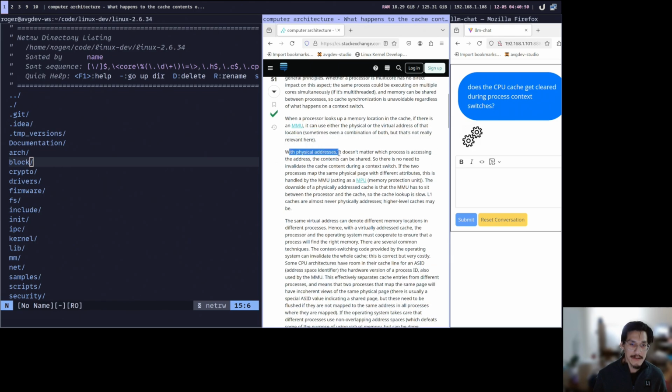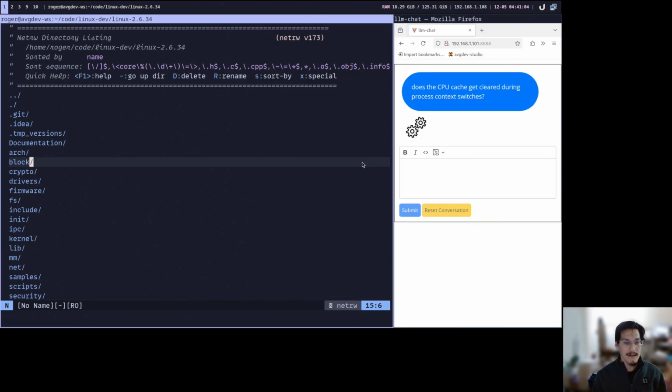Okay, with physical addresses, it doesn't matter which processor is accessing the address. The contents can be shared, so there's no need to invalidate the cache during a context switch. Done. Found the answer. Good. I'm happy. So, no cache invalidation on a context switch.